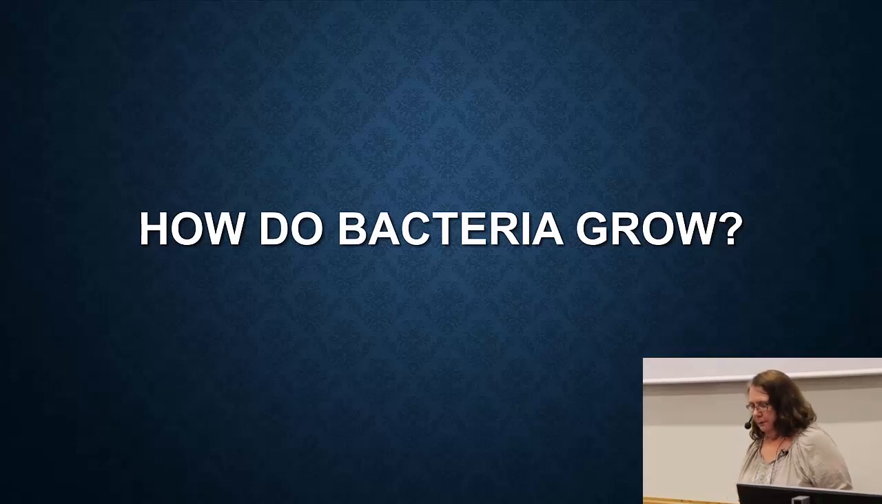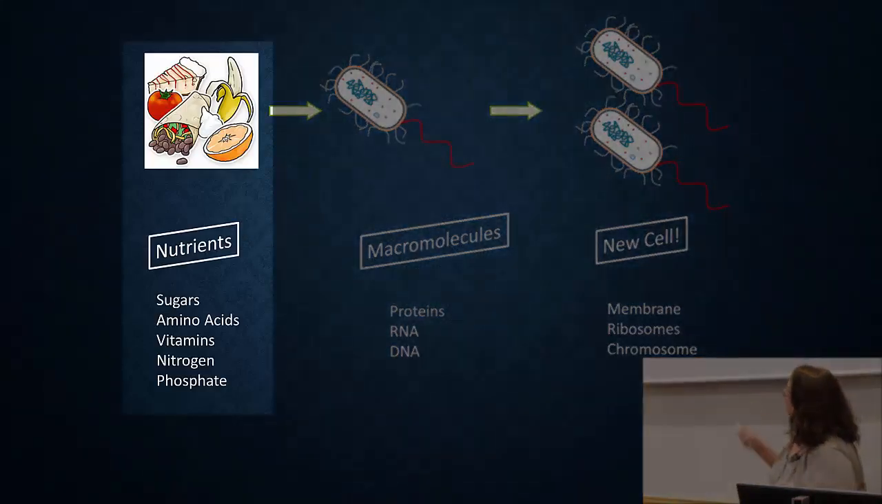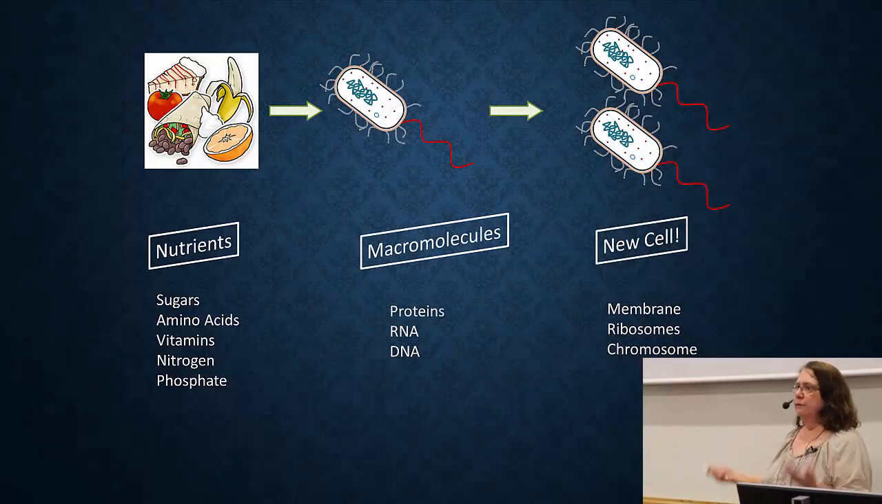So how do bacteria grow? Well, like most things, you need food, okay? So food for bacteria are nutrients of various kinds, but sugars, amino acids, vitamins, nitrogen, phosphate, all the stuff that everyone needs.